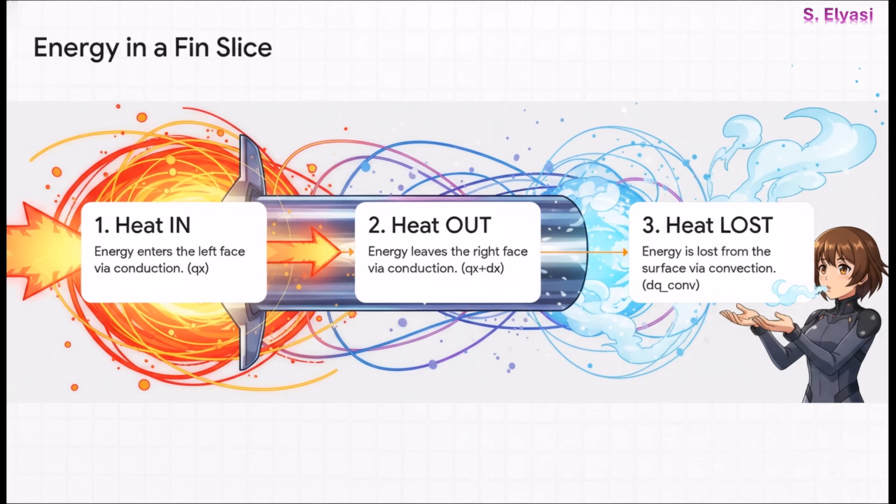Okay, so heat conducts into the left side. Then a slightly smaller amount of heat conducts out of the right side. So you gotta ask, where did the missing energy go? Well, it escaped. It left from the surface into the cooler air through convection. This gives us our perfect balance. Energy in equals the energy out plus the energy that was lost to the air.